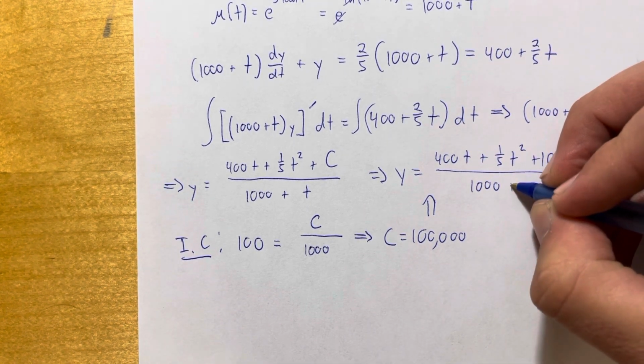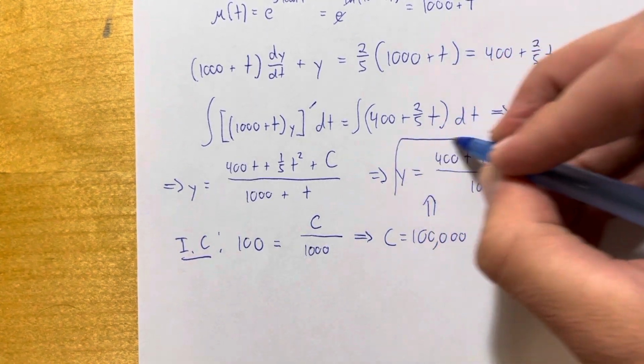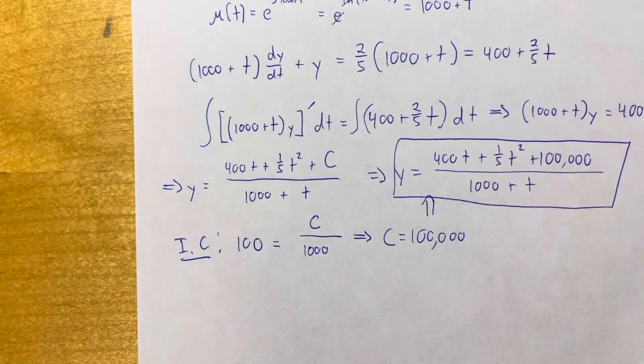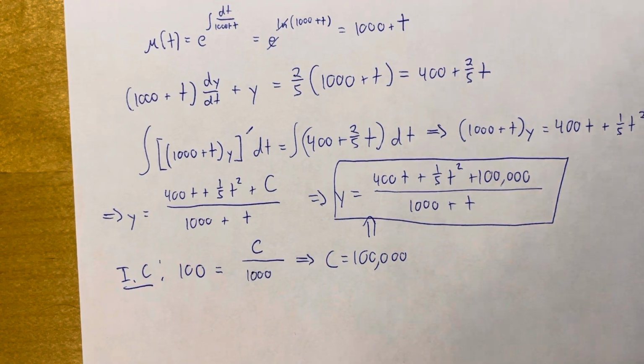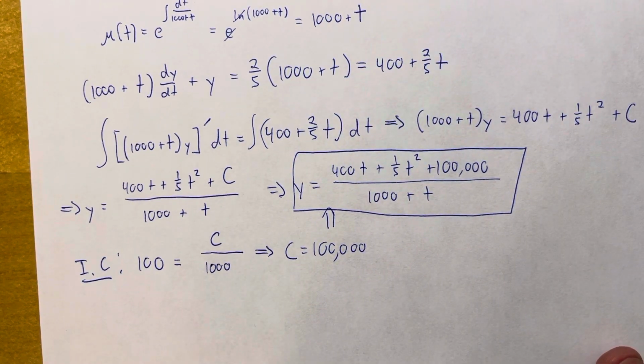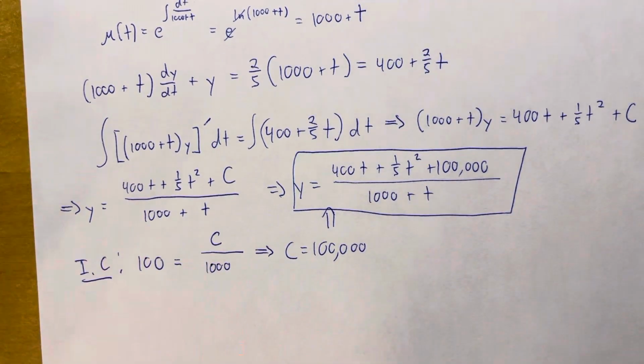1,000 plus t. Okay, so again, we can solve these mixture problems even if they don't come out to a separable DE, because in cases like this, they will oftentimes come out to linear differential equations, but now we know how to solve those. Okay, so that's going to wrap things up for Chapter 9.